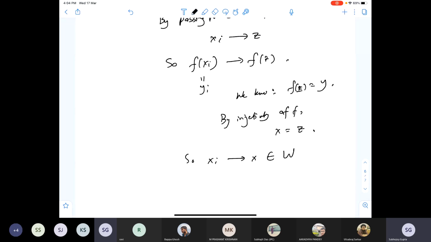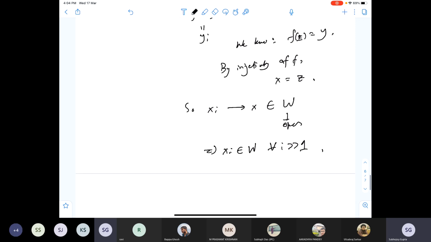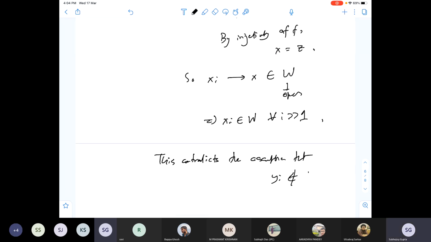All right, so in any case, xi goes to x in w, but w was open. So this means that xi belongs to w for all i sufficiently large. That's the only way you can approach some point in an open set. And this contradicts the assumption that the yi's are not in f of w. The xi's we chose are the pre-images of the yi's, but the yi's were not in f of w, so the xi's cannot be in w.